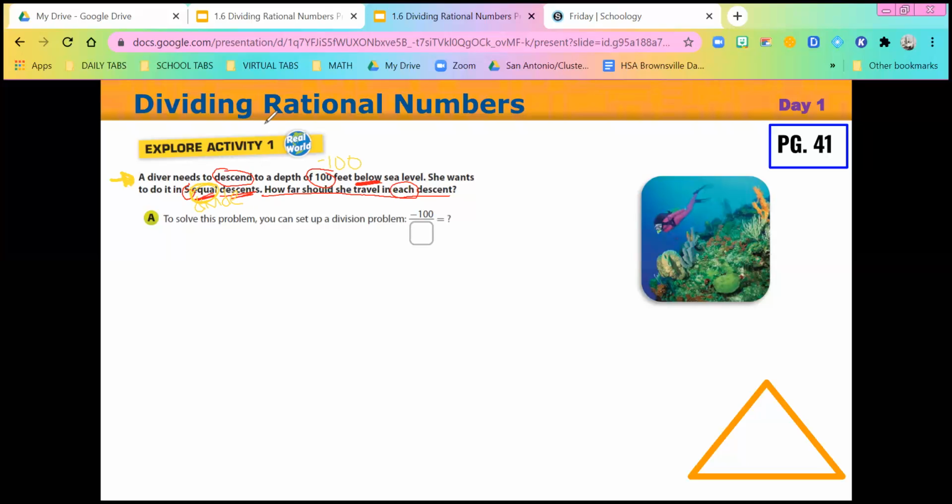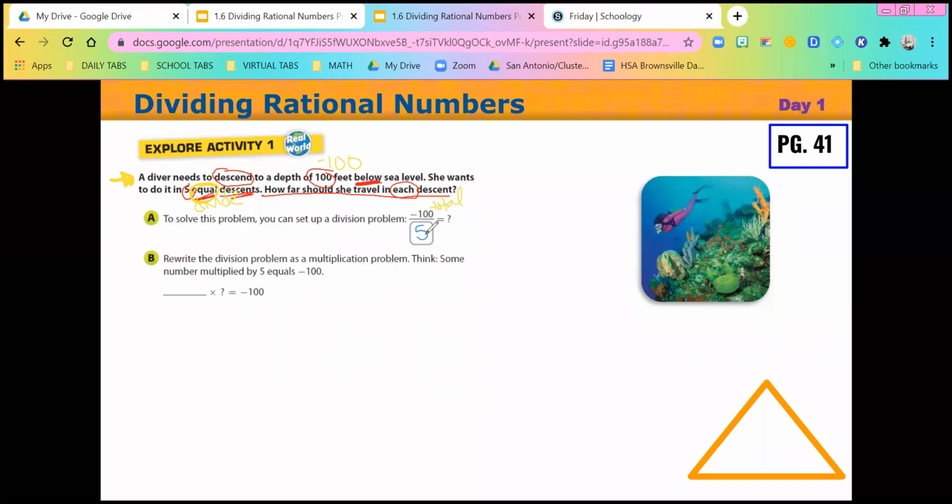Equally, okay? So like it says, letter A, to solve this problem, you can set up a division problem. Well, they already gave us the numerator, the total amount that she dove underneath the sea. So this is our total, right? She went negative 100 feet below sea level. So that's her total. She did it in 5 equal parts, right? So that would be my denominator. I'll change it to blue. There we go, 5. This is going to be our division problem. This is what we're trying to find. We're trying to take negative 100 and divide it into 5 equal parts. That's what we want to do, okay?